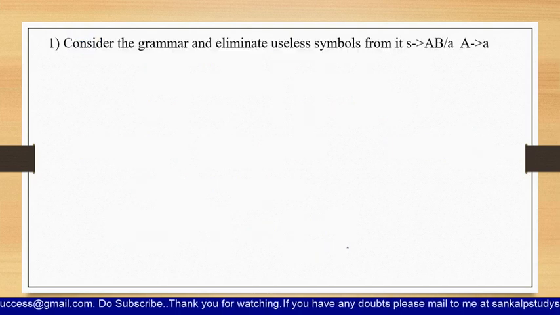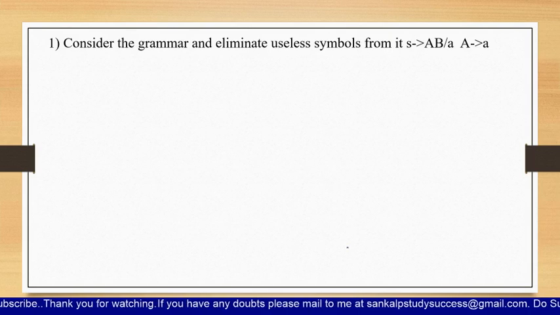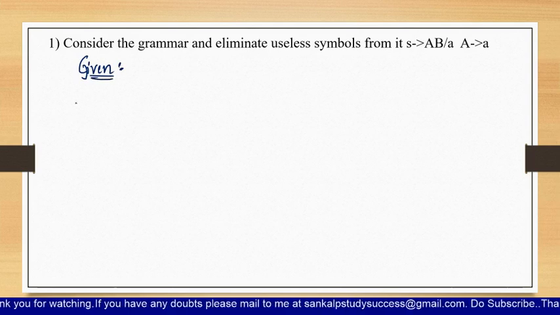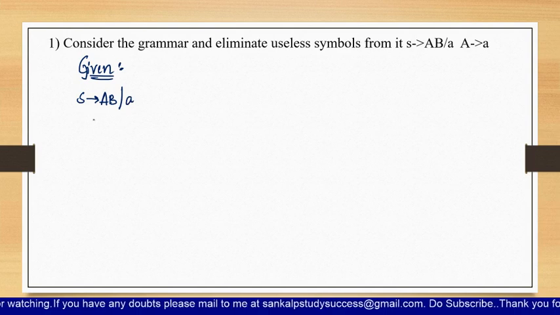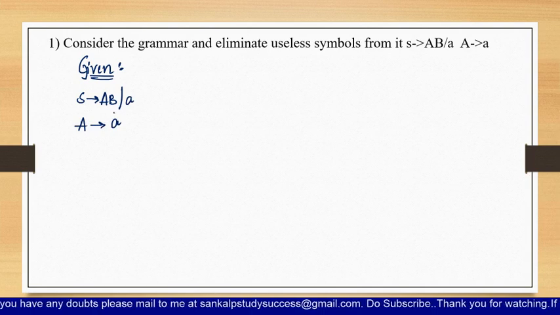Now, coming to the first question. Here, consider the grammar and eliminate useless symbols. That's the question. You need to take the grammar and eliminate any useless symbols from the context-free grammar. So, now, let us write the given data. The given data is S tends to AB or A, and also capital A tends to small a. This is the context-free grammar which is given in the question.